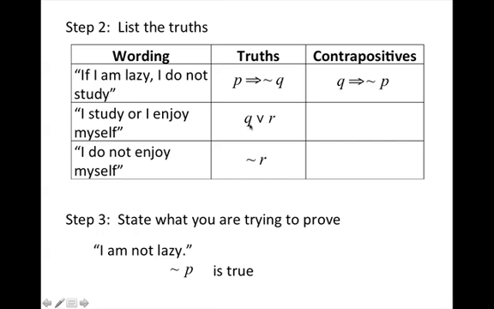Q was involved in an OR statement. Well, if this is true, then that means either Q or R must be true. Well, the only way to prove that Q has to be the true one is to show that R is false. Well, look down here. I'm told not R is true. So if not R is true, then R has to be false.